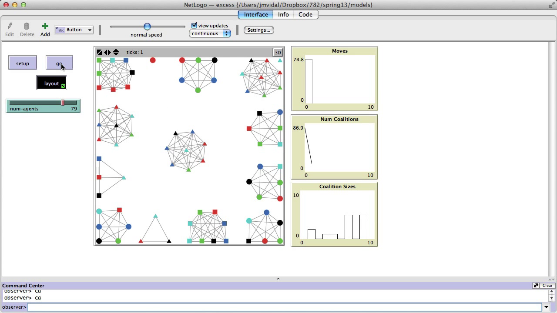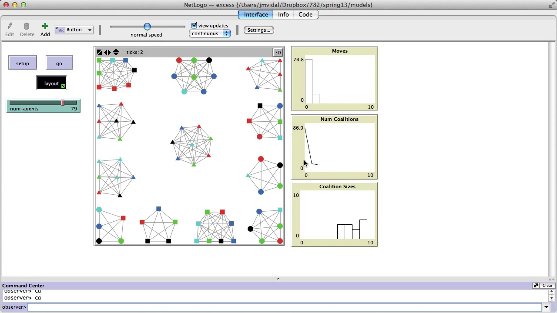So we can hit go again, and they'll do it all over again. And you can see the number of coalitions drops down a little bit. The number of moves is how many agents change coalition. So we see now about 14 agents changed coalitions that last time. There were 14 agents that were unhappy in the current coalition and changed coalitions.